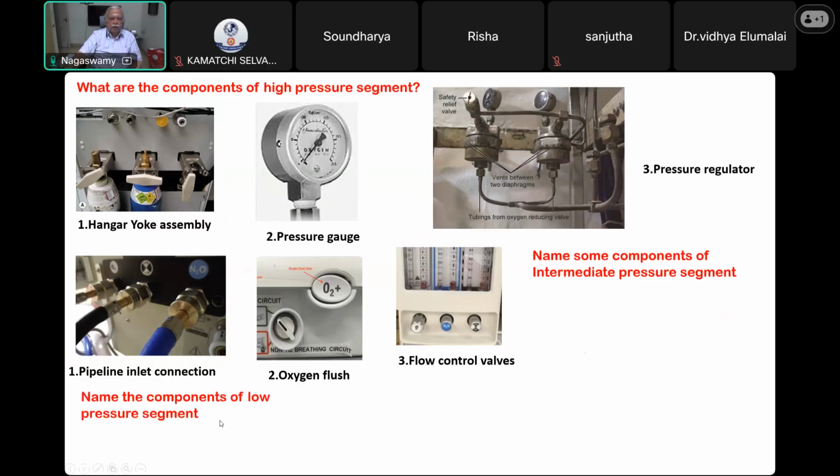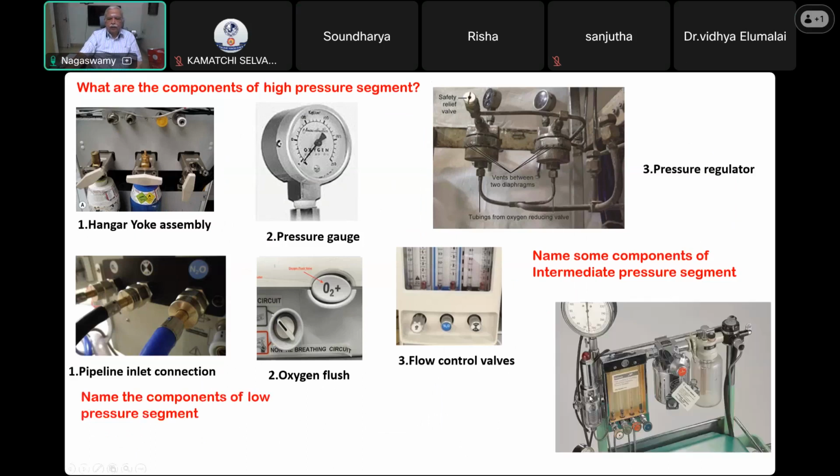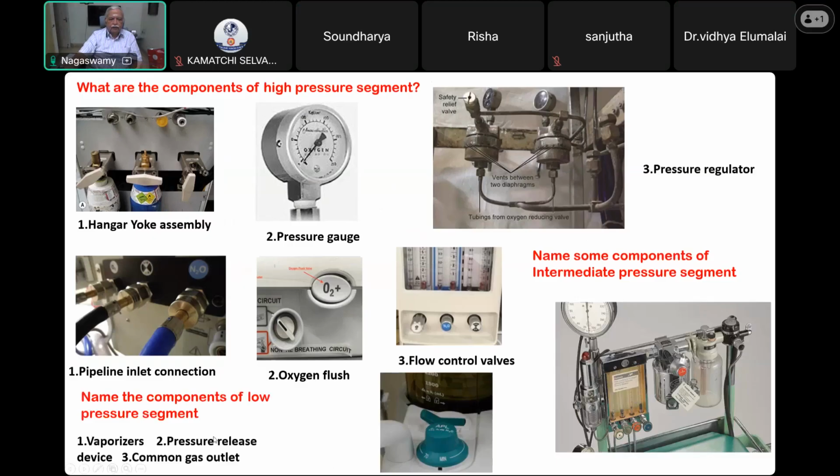Name the components of the low pressure segment. Flow meters and vaporizers, back bar. Then what is this? Common gas outlet. Okay, and the APL valve. Okay, all these things: the flow meters, vaporizers, pressure release, common gas outlet, APL valve. All of them constitute the low pressure segment.